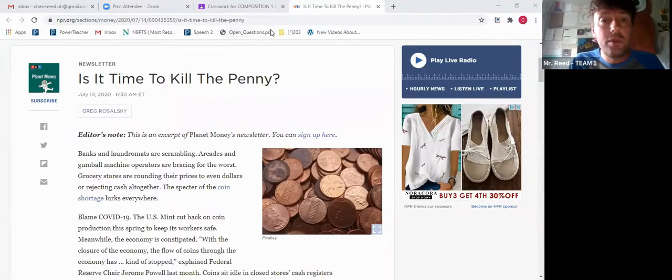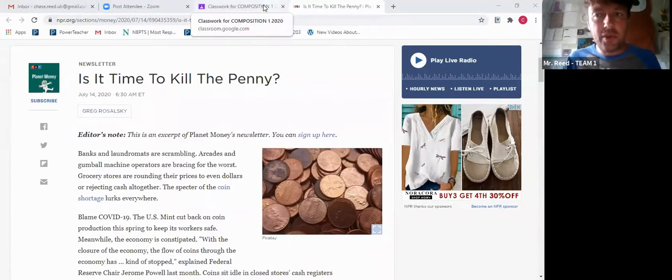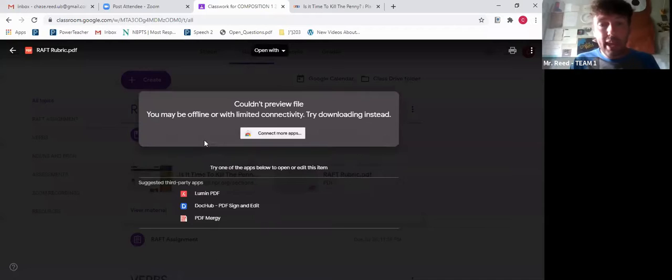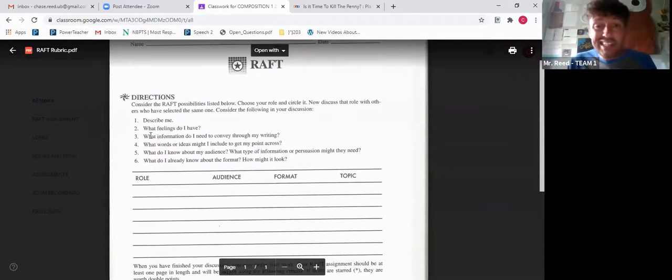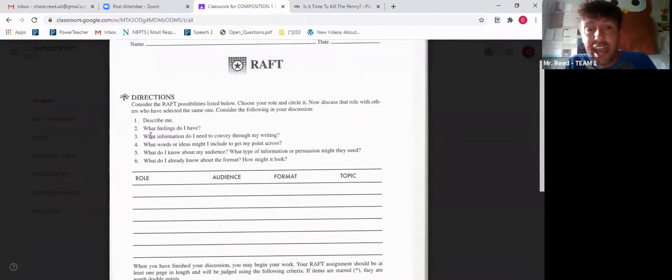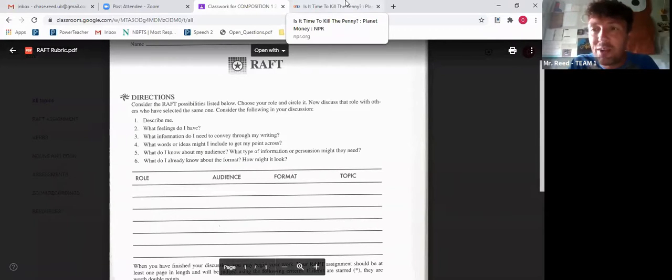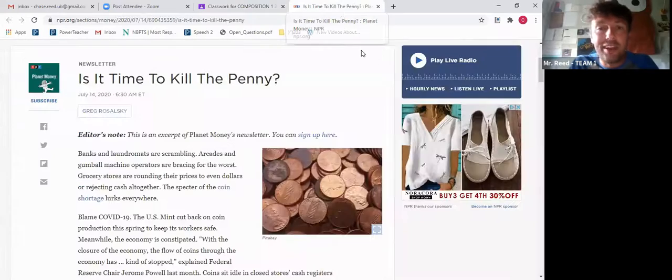All right, so I'm going to do 4 rooms. And by the way, some other guiding questions before I put you in this group. If you go back to the classroom, you could also click on the RAFT rubric. Whoops, let me pull that up. And then it'll tell you some discussion questions. So if you all want to go through these, you can go through these discussion questions as well. So describe me. If your role is the penny, describe who you are as a penny. What feelings do you have? What information do you want to convey in your writing? We'll get into that kind of stuff later, but there is some cool discussion stuff in here too. But right now you're reading this article as a group, and you're writing down reasons to keep the penny around in existence.